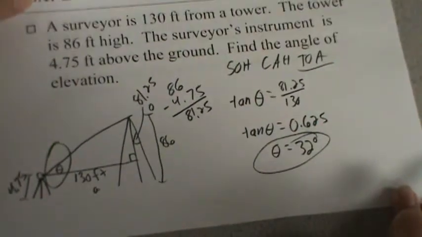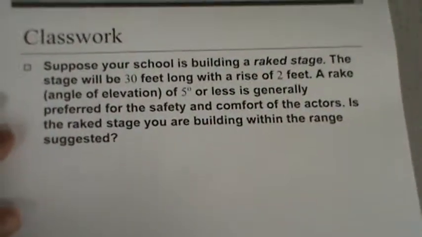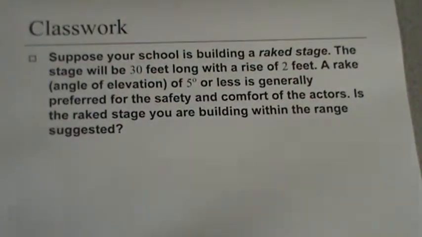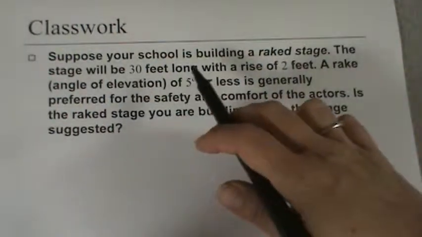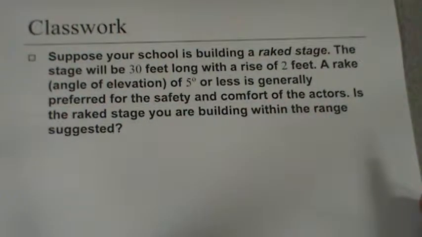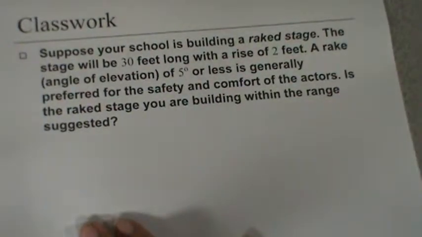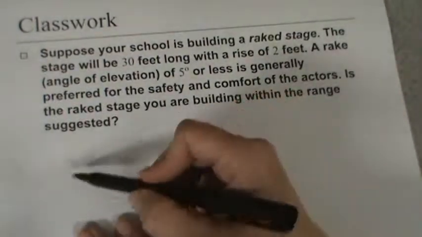I want you to take a look at one more problem here. And go ahead and read that. When they mean raked stage, that means that you're going to have an angle to the stage. So the stage will be 30 feet long with a rise of 2 feet. And we want to know if it fits within that 5-degree elevation.